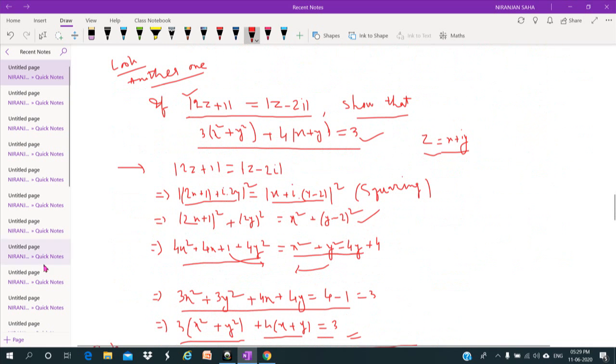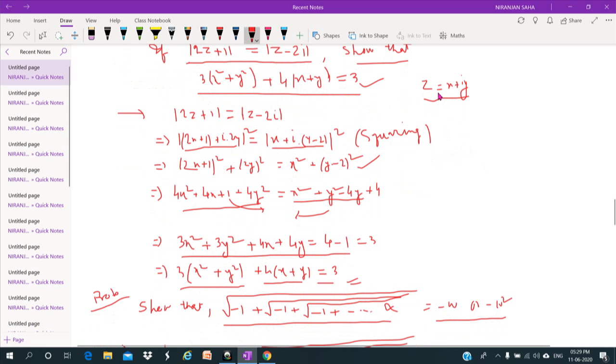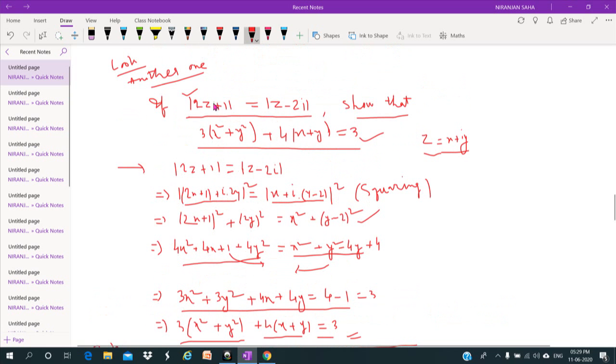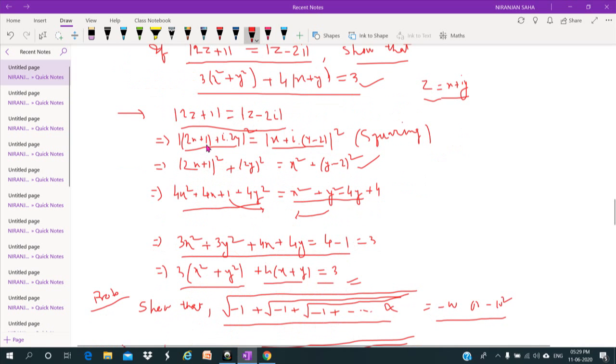Now there is another problem. If modulus of 2z plus 1 is equal to modulus of z minus 2 iota, then we have to show that 3 into (x square plus y square) plus 4 into (x plus y) is equal to 3, where z is equal to x plus iota y. So here, if we put z equal to x plus iota y in this equation, what will we find? 2x plus 1 is the real part and 2y is the imaginary part. Here x is the real part, y minus 2 is the imaginary part.